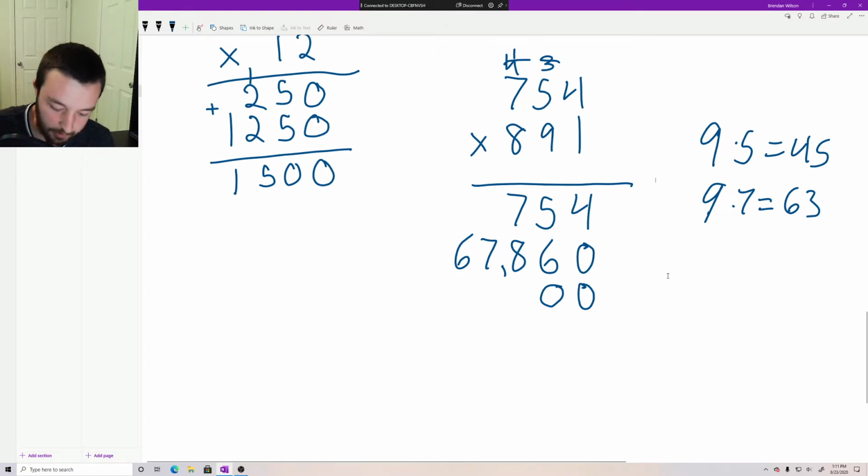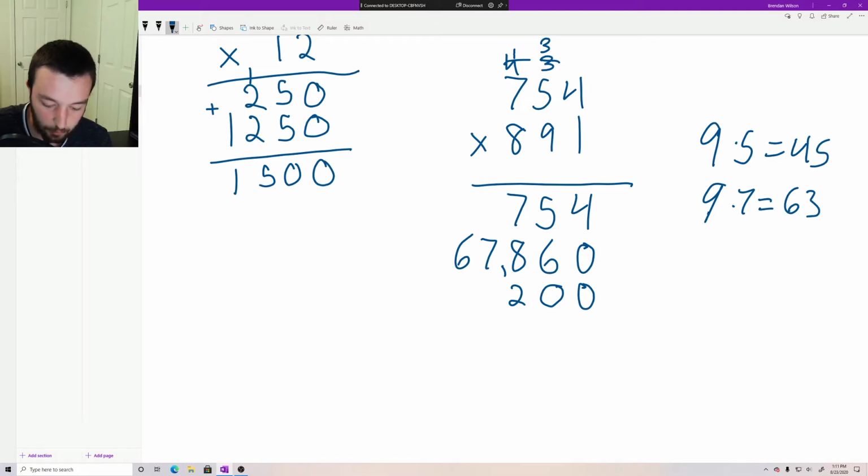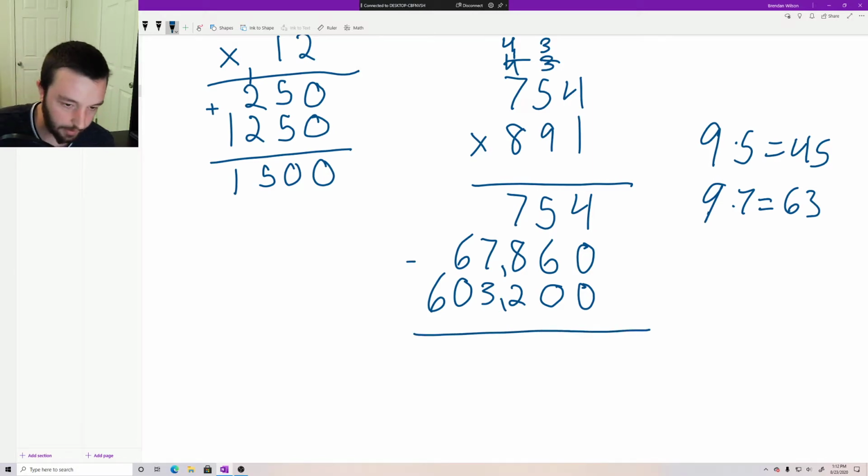So 8 times 4 is 32. Okay, and then we're going to carry the 3. 8 times 5 is 40, plus 3 is 43. Okay, and then we're carrying the 4. So here it happened to be the same numbers, but that's just a coincidence. 8 times 7 is 56, plus 4 is 60. Okay. So we end up with this, and now we need to do an addition problem. Sorry, that should be addition.